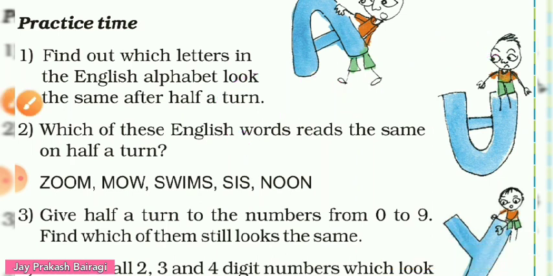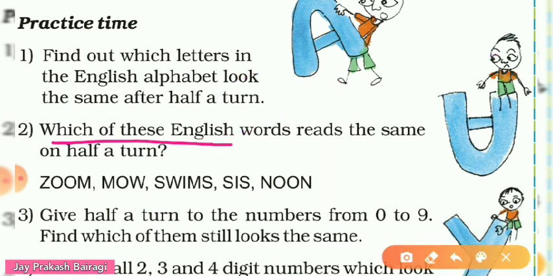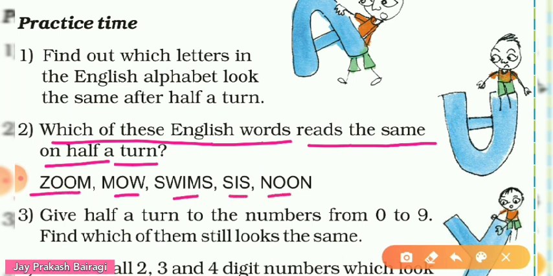Next we have the second question. Which of these English words read the same on a half turn? So we have our 7 letters. If in these words we have those 7 letters, it will look the same on a half turn. Come to the first, which is ZOOM. Z, O, O look the same if we give them a half turn, but M does not. So it will not be the same picture.